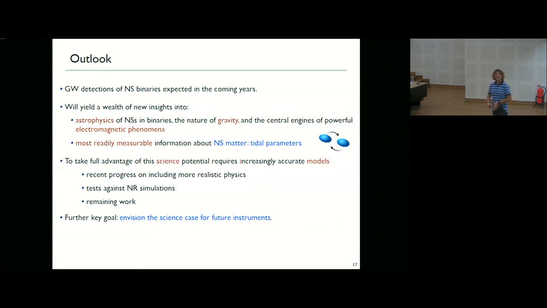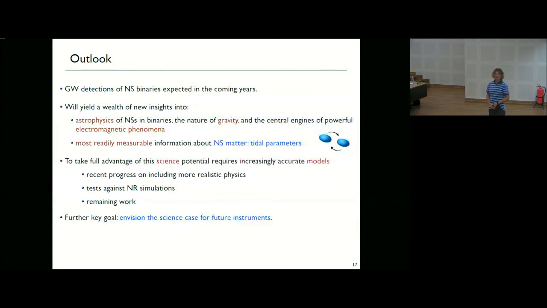And then the most readily accessible information about neutron star matter will be these tidal effects, at least in the next few years, what you can expect. To take full advantage of this requires that we have accurate theoretical descriptions for it. So I described a bit what the current status of models is and how we include these effects. Those have to be tested against numerical relativity simulations, and there's still some remaining work to be done.